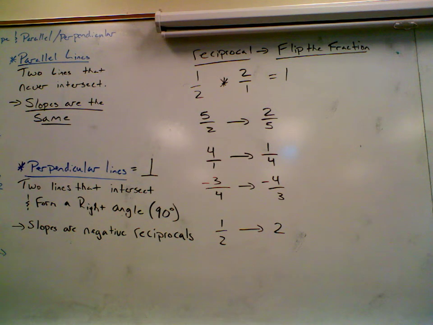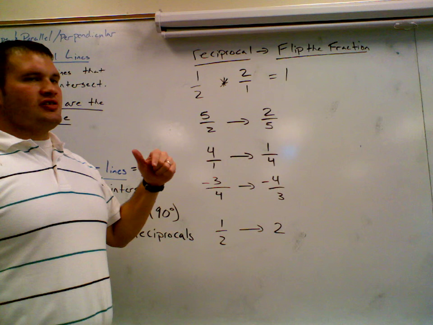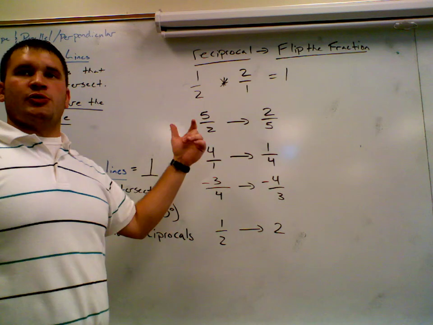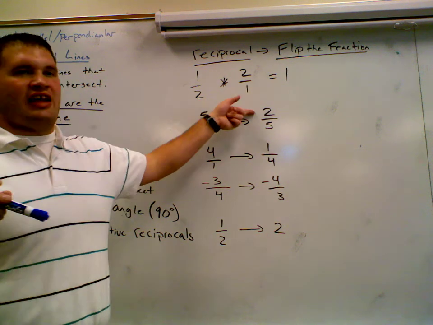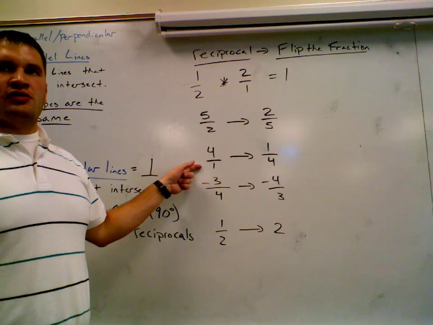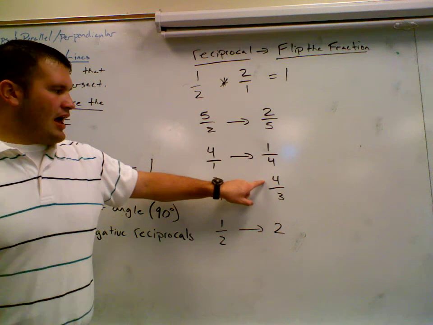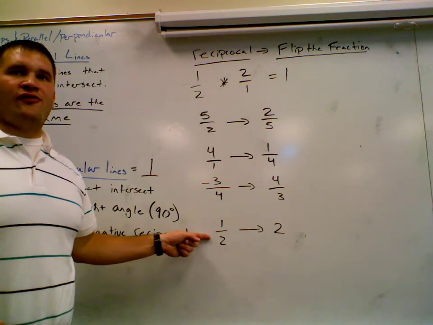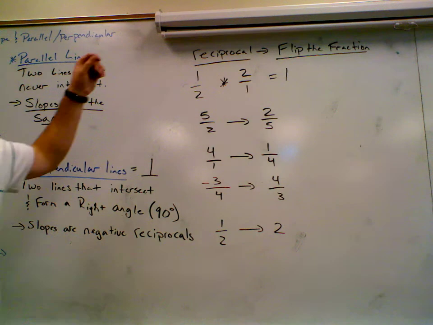Now, if I was worried about perpendicular lines, I wouldn't just take the reciprocals, but I'd also take the opposite sides. So if these were slopes of two lines and they're perpendicular, one of these would have to be negative, just one, not both. So it'd be 5/2 and negative 2/5. Then they'd be perpendicular lines. 4/1 and negative 1/4. Negative 3/4 and positive 4/3. 1/2 and negative 2. Those would be perpendicular lines. But that's just reciprocals. Does that make sense, guys? Any questions?